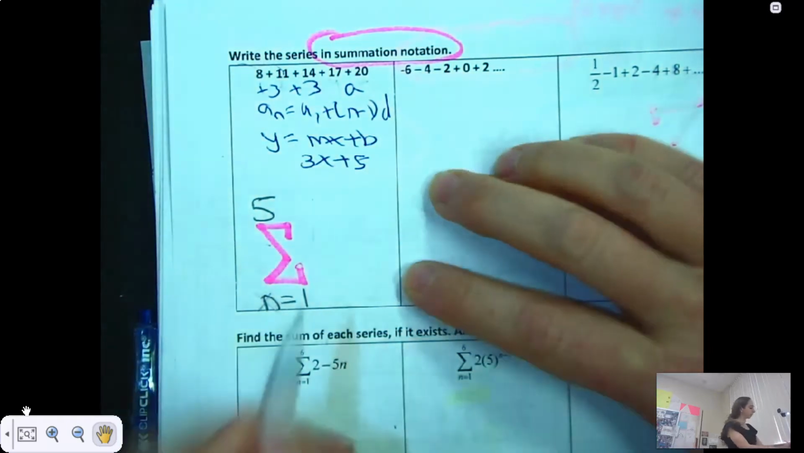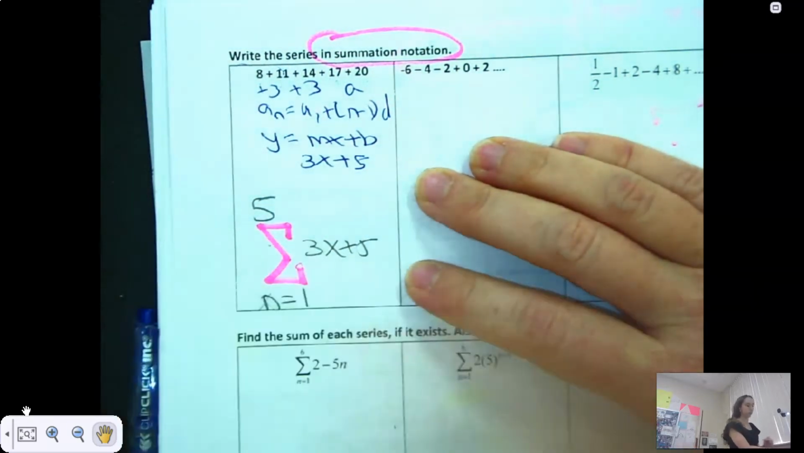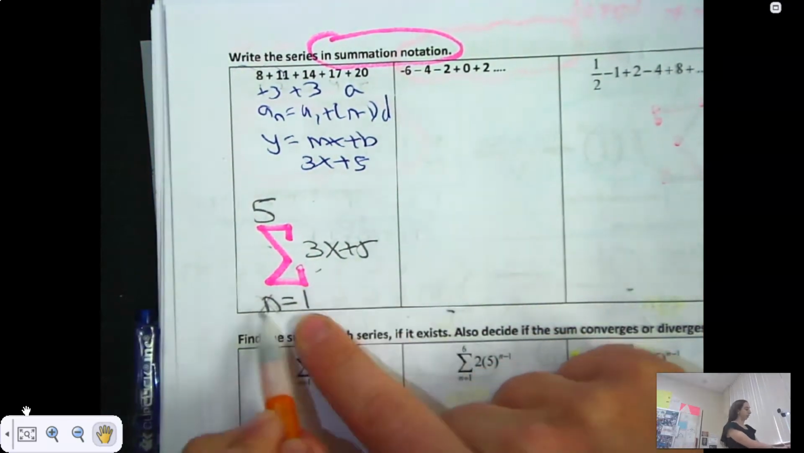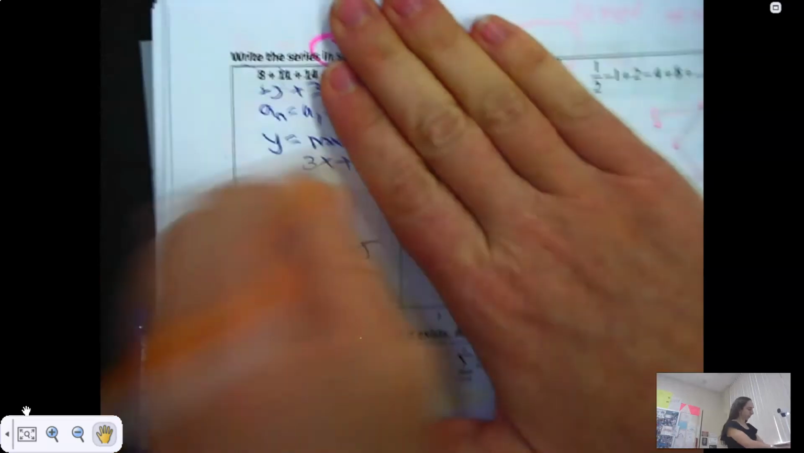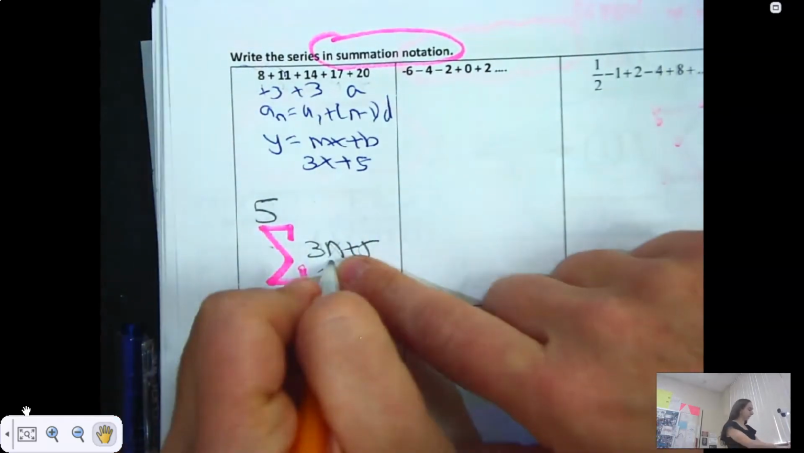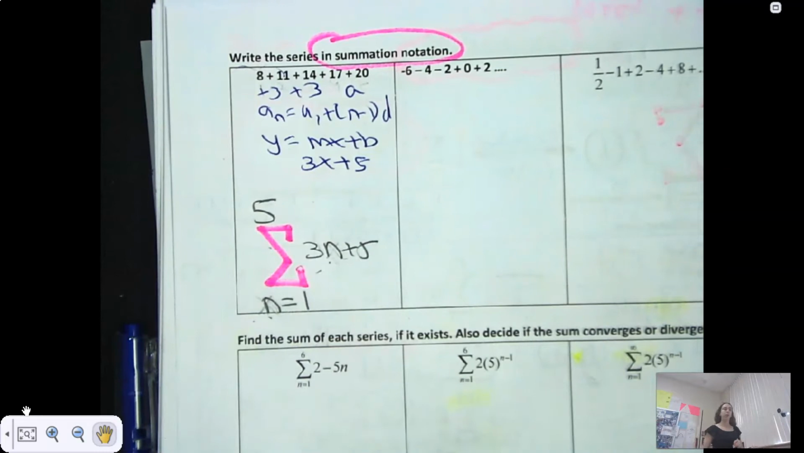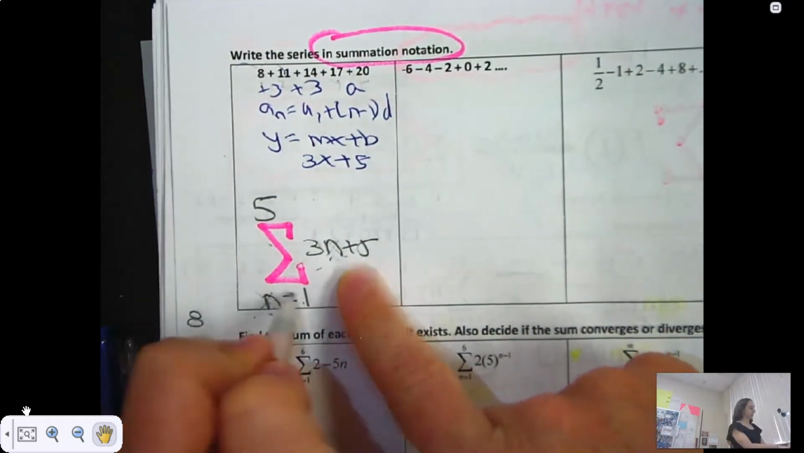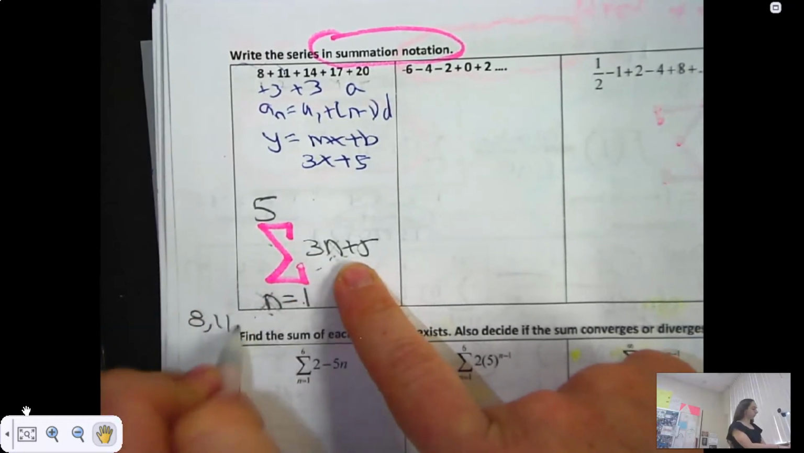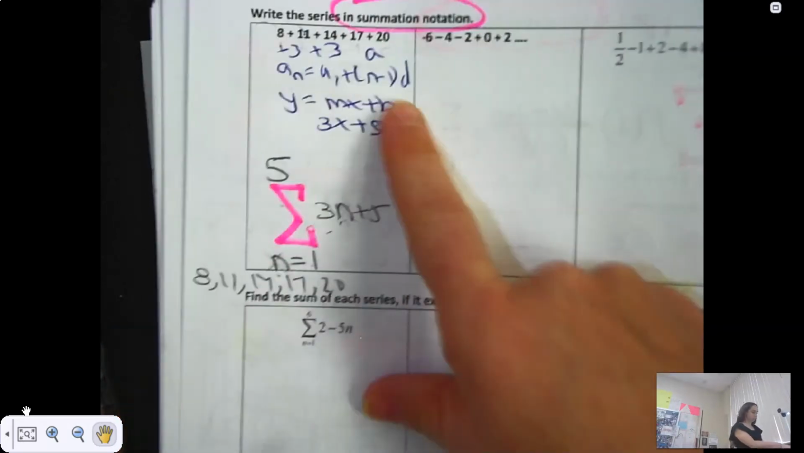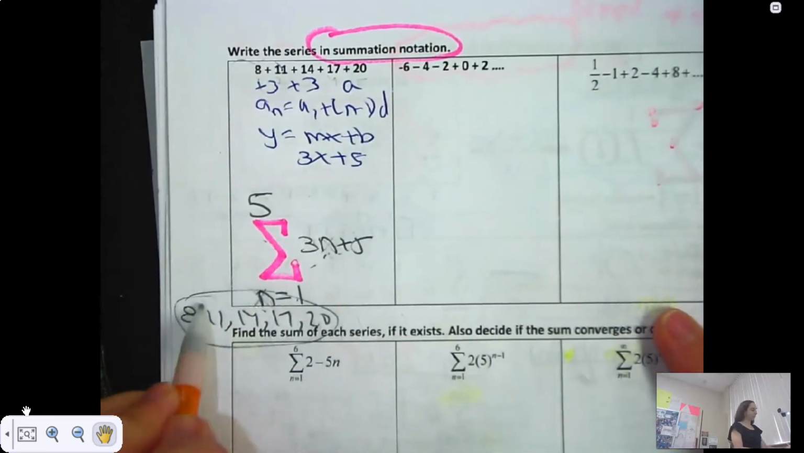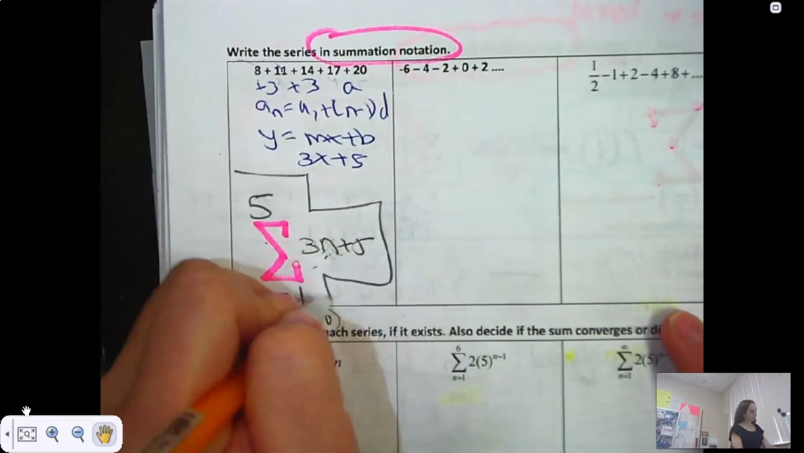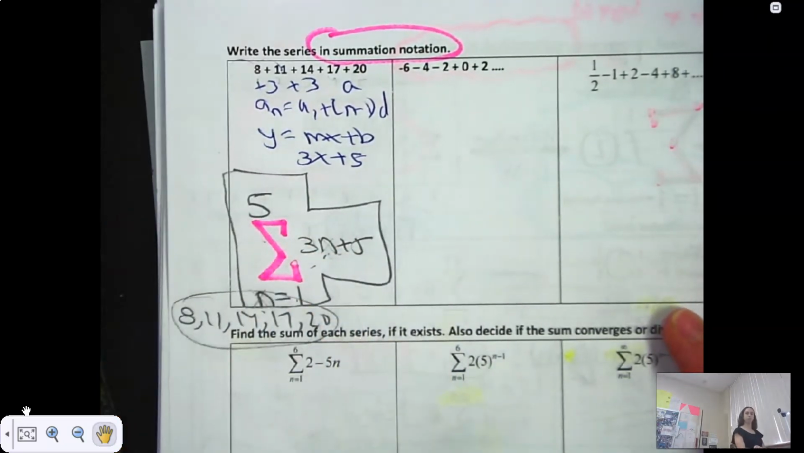Now the problem is, if I put 3x plus 5 here, which is the equation, it's wrong. Am I talking about an n or an x? Well, I committed to an n, so I have to commit to an n here. Or if that's an x, I have to commit to an x there. If I plug in 1 I get 8, and if I plug in 2, 3, 4, 5, I get 11, 14, 17, 20, which are those numbers there. I add them up, I should get what I would get there. So I have written this in summation notation.